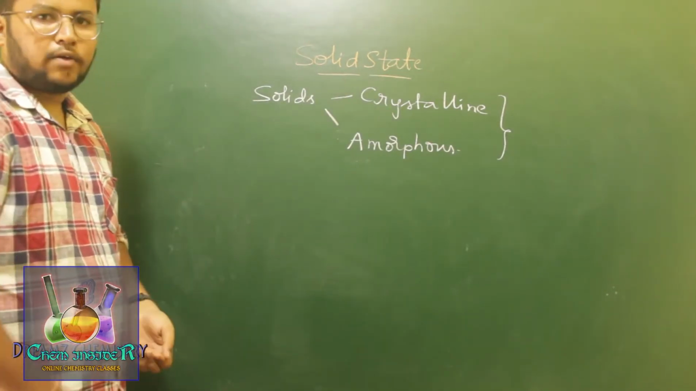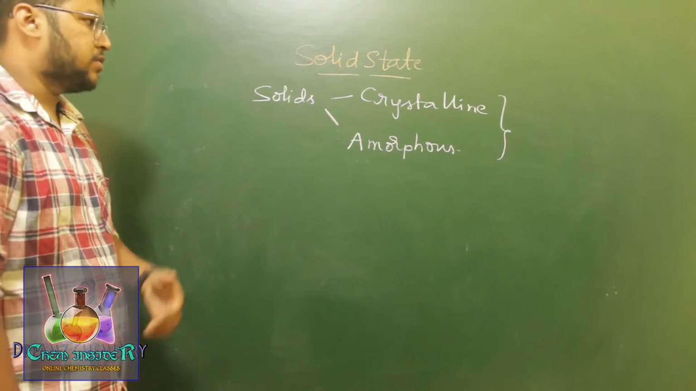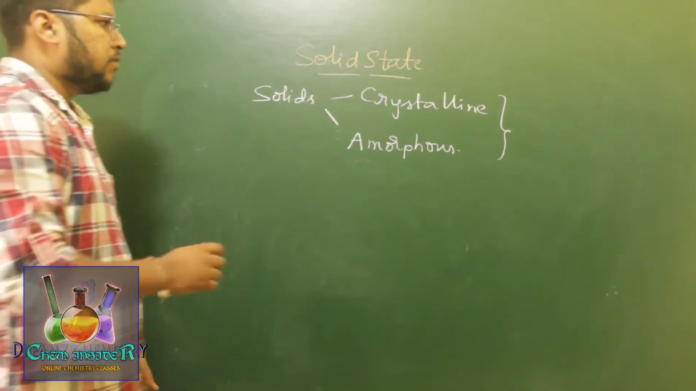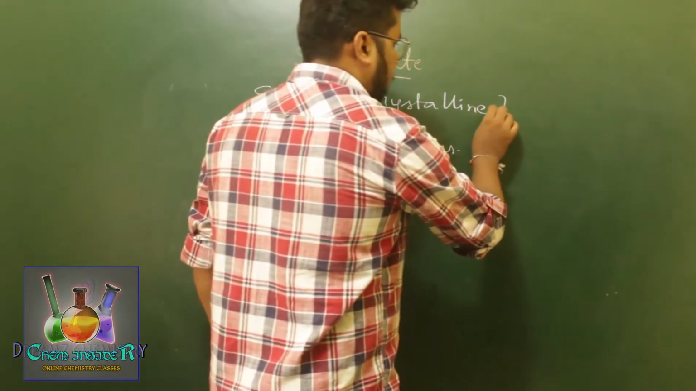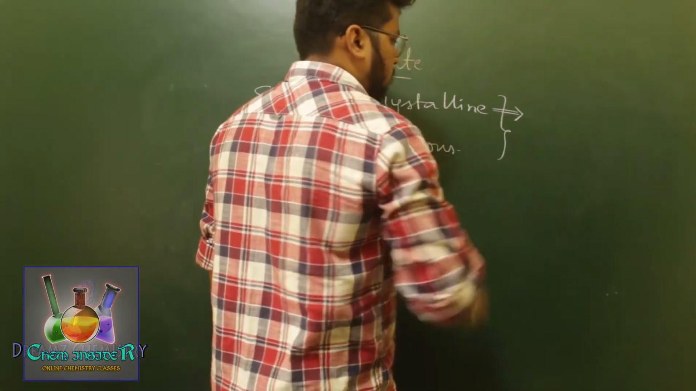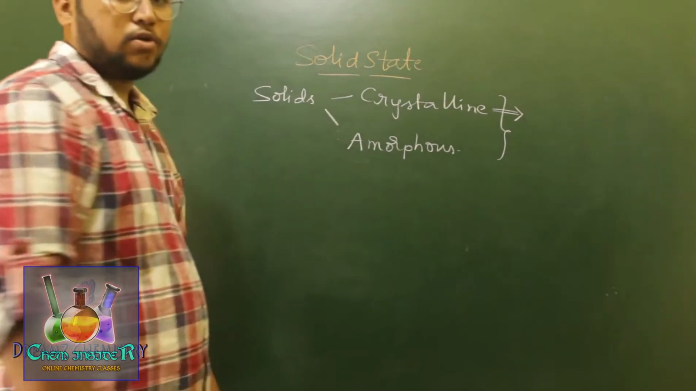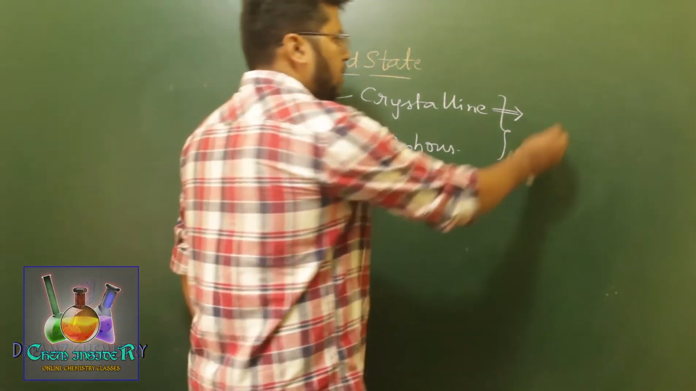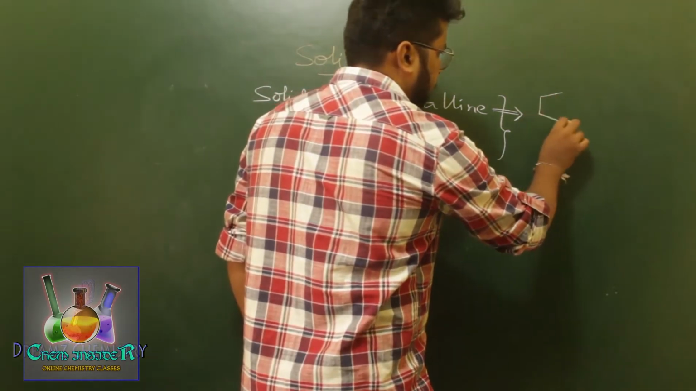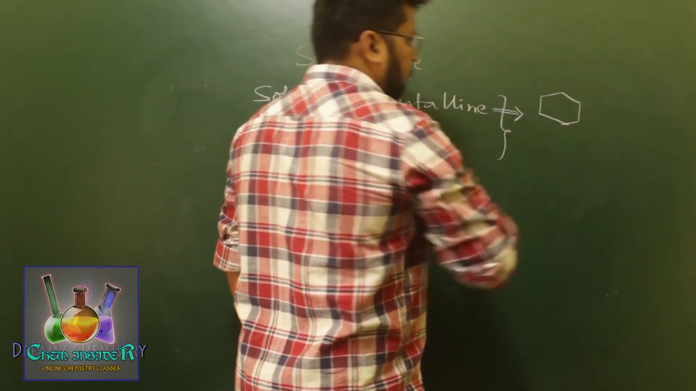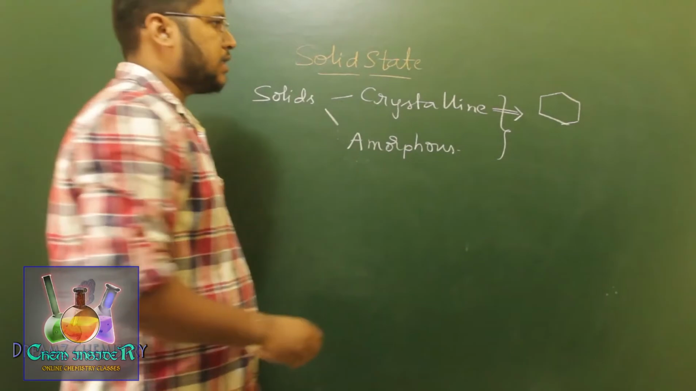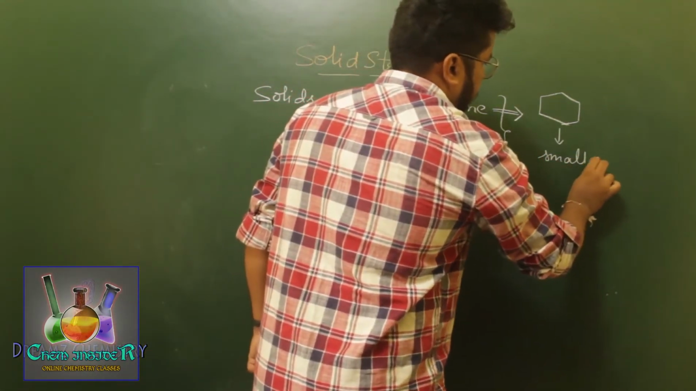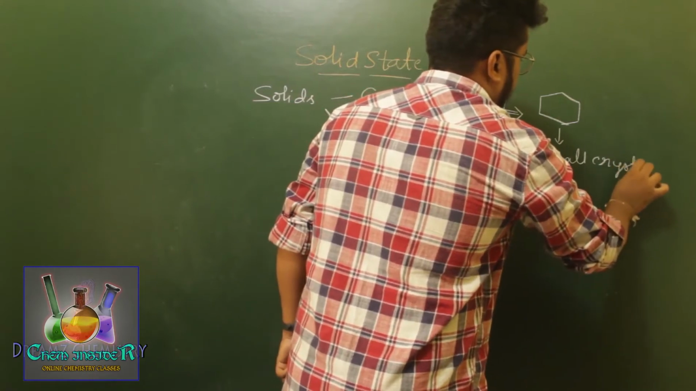For that we need to know their definitions. What is a crystalline solid and what is an amorphous solid? What we have observed at the microscopic level is that crystalline solids are also made of solid particles. Let us say this is a small crystal of a crystalline solid.